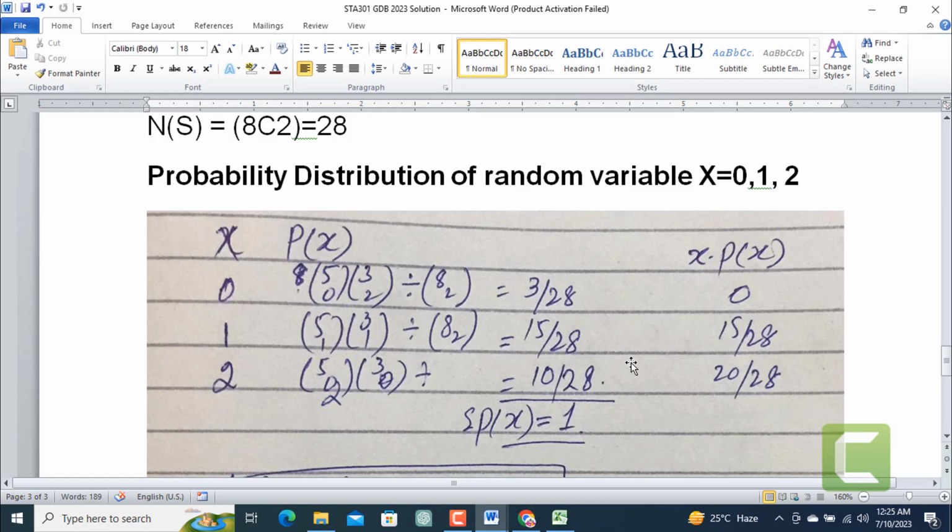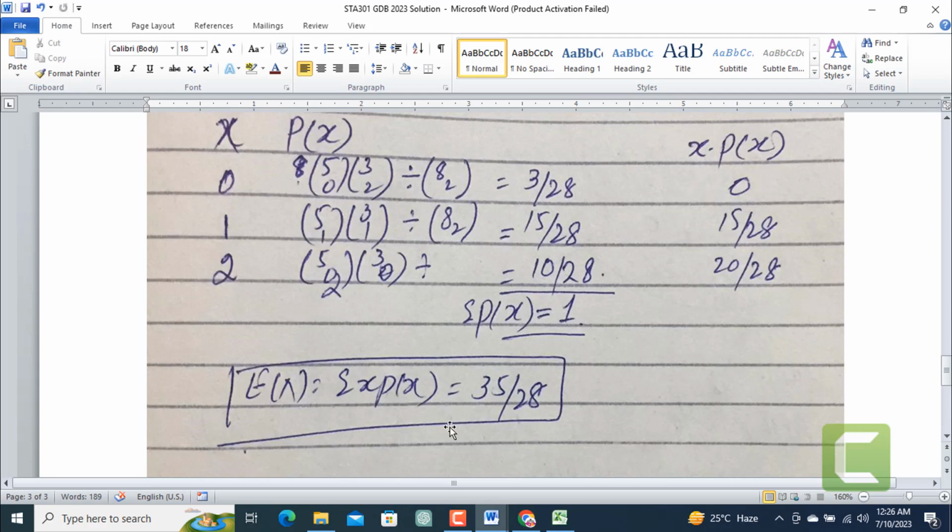Now the next step is to determine the expected value of the random variable X. For that purpose you multiply X with the corresponding probabilities. So 0 into 3 by 28 is equal to 0, 1 into 15 by 28 is equal to 15 by 28, 2 into 10 by 28 is equal to 20 by 28. So E(X) is equal to the summation of x P(x), which is equal to 35 by 28. So here the solution ends.